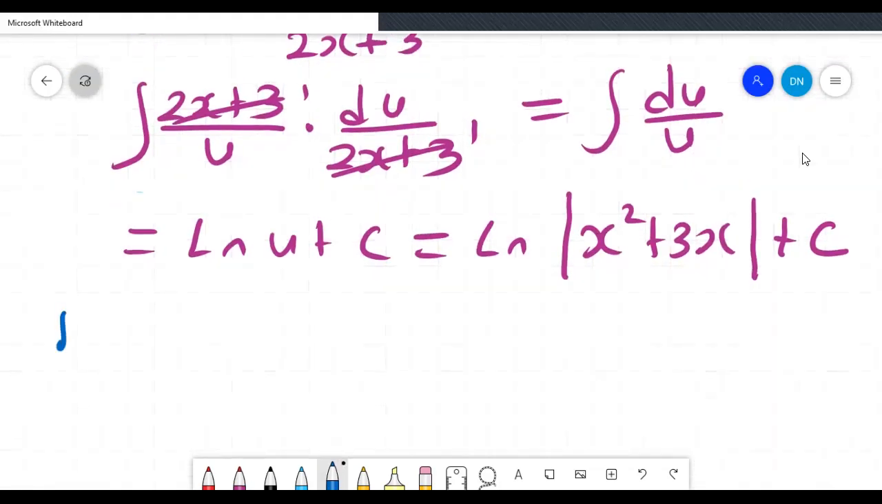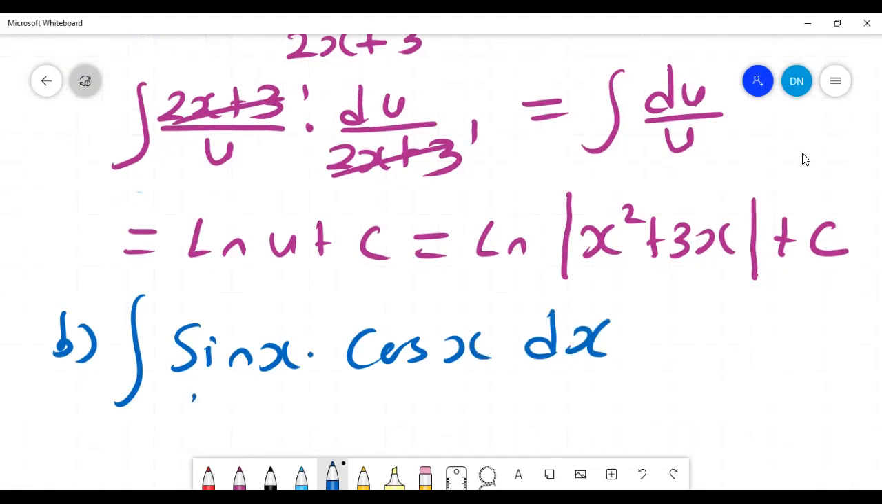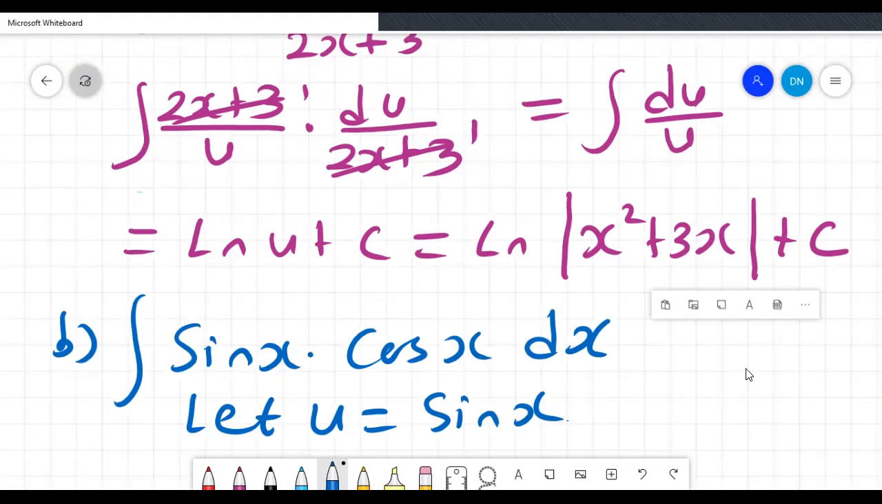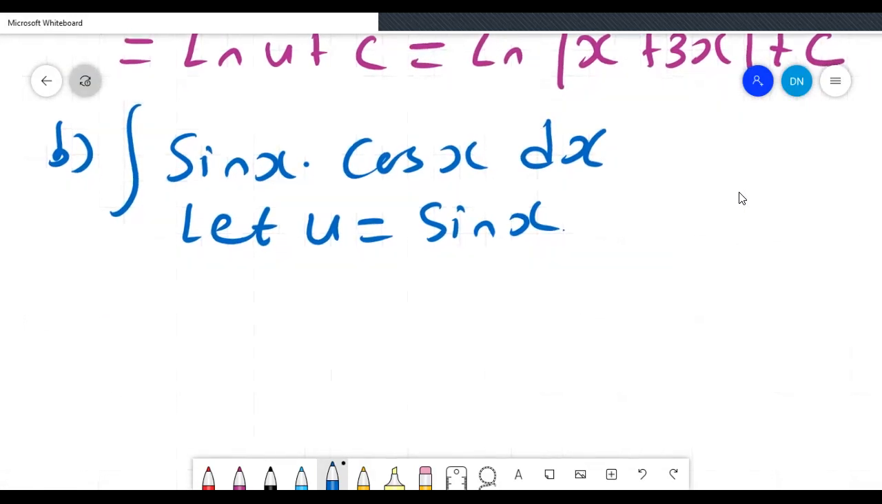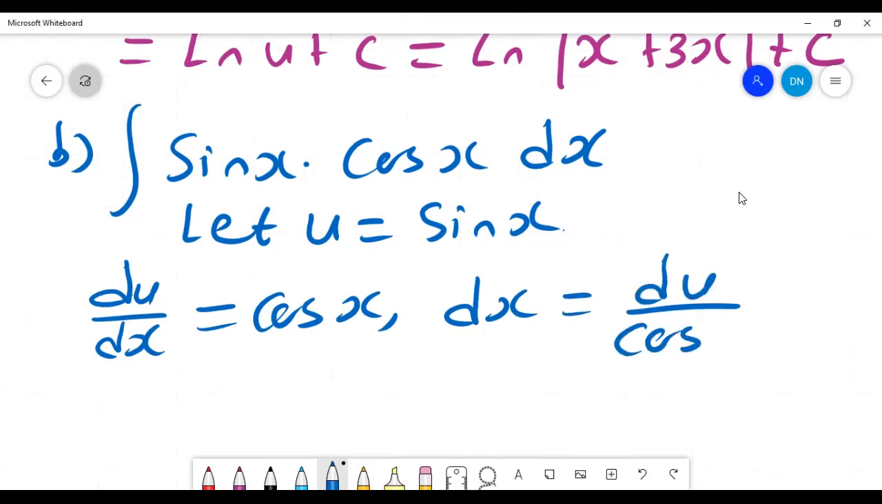The second form of equation that I have is the integral of sine x times cos x dx. How do I approach this? The approach is almost similar, just slightly different, where I let u equal sine x. So then I get the first derivative. What is du dx of that? We know that the first derivative of sine x is cos x. So du dx equals cos x. If I make dx the subject of the formula, it will be du over cos x.